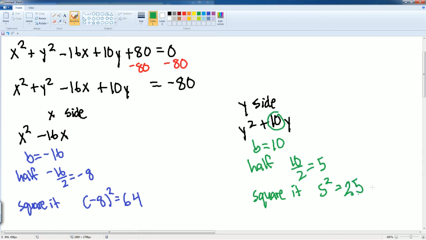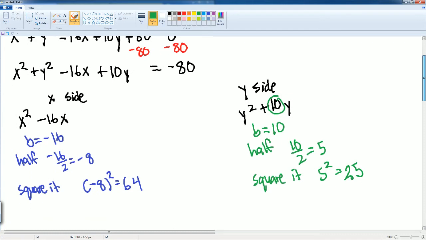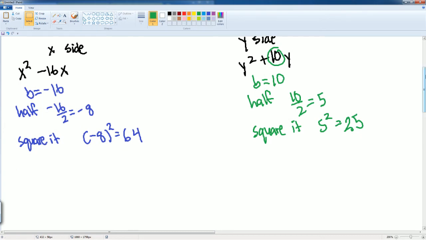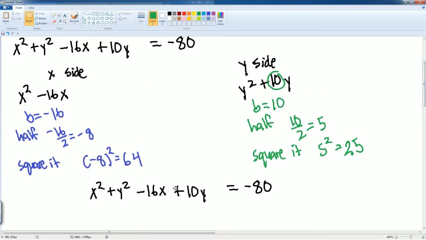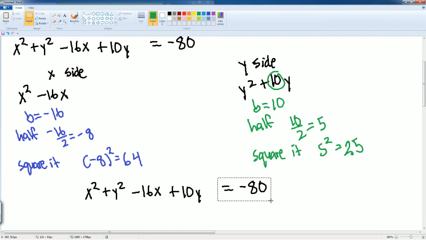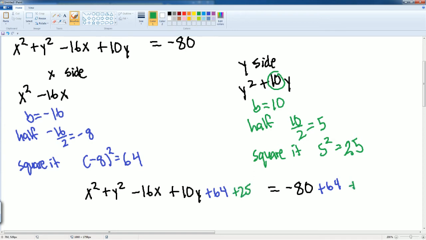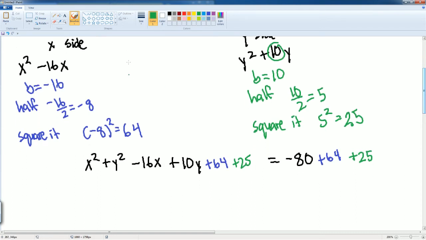All right. What I'm doing here is I'm just completing the square. So I have this equation, and I'm now going to do a couple of things to it. I'm going to add my magic number from my x side, so I'm going to add 64, and I have to add it to both sides. Then I'm also going to add my magic number from my y side, plus 25. This is good because now I can factor this.